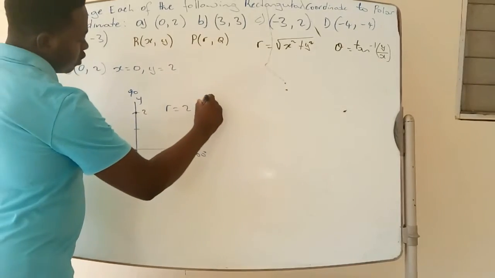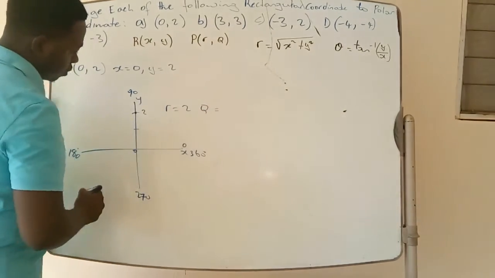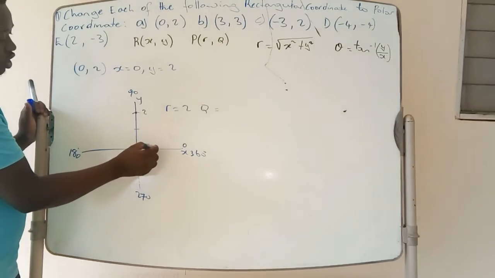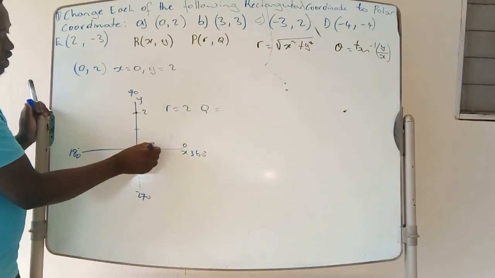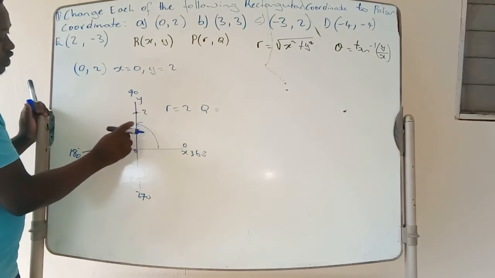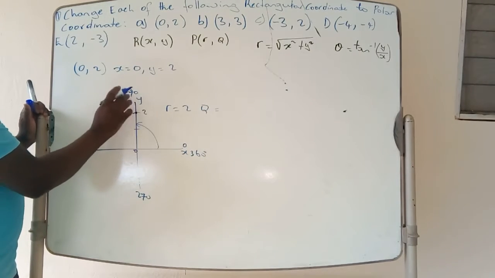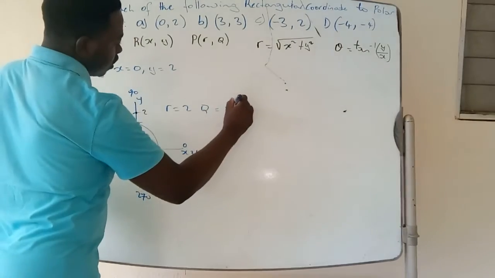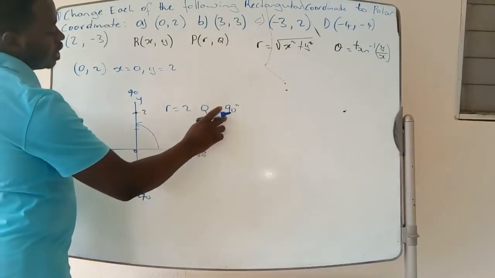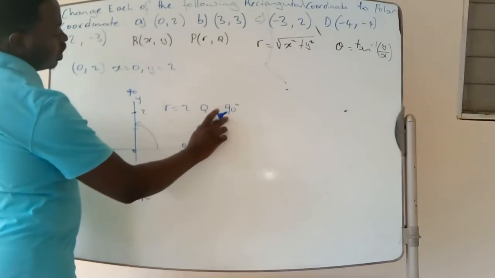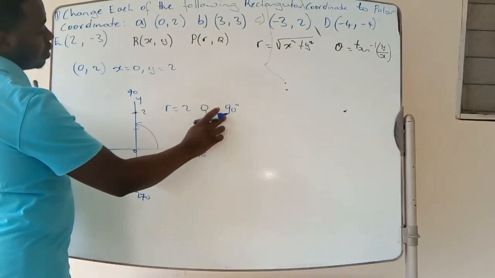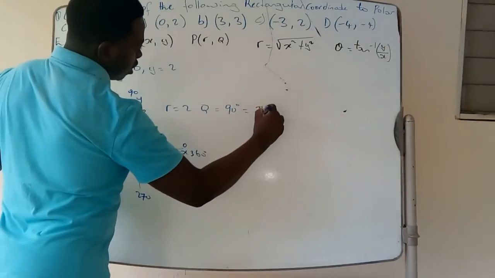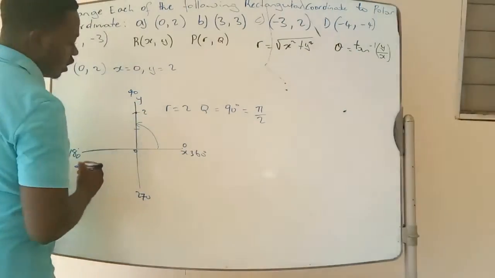What is theta going to equal? Theta is going to equal 90 degrees, because if you measure from the x-axis in an anti-clockwise direction, it brings you to this line here, which is 90 degrees. But we want theta in radians, so all you need to do is multiply 90 degrees times pi over 180, and that is going to give you pi over 2.